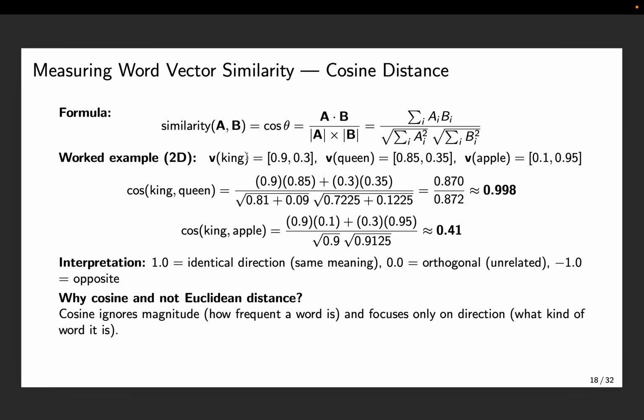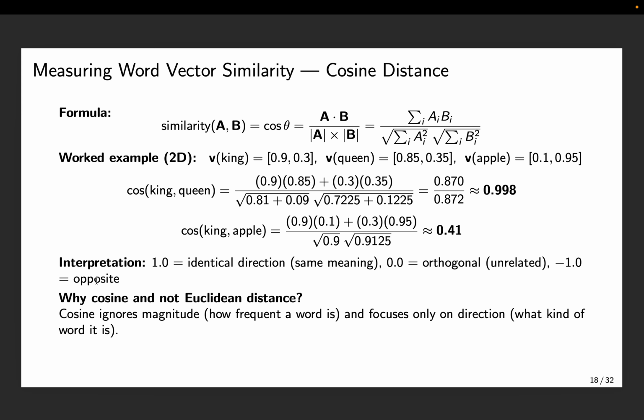Let's say the vector of king is 0.9, 0.3 and the vector of queen is 0.85, 0.35. For apple we have 0.1 and 0.95. So here is the formulation. We'll get 0.41, which is not very similar. The interpretation is that 1 means the vectors point in exactly the same direction, which means the same meaning. 0 means they are perpendicular, so completely unrelated. And -1 means opposite direction.